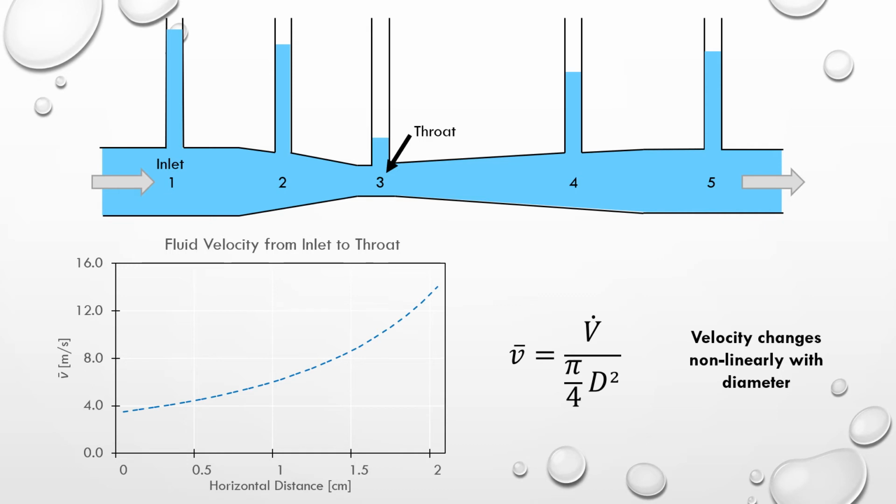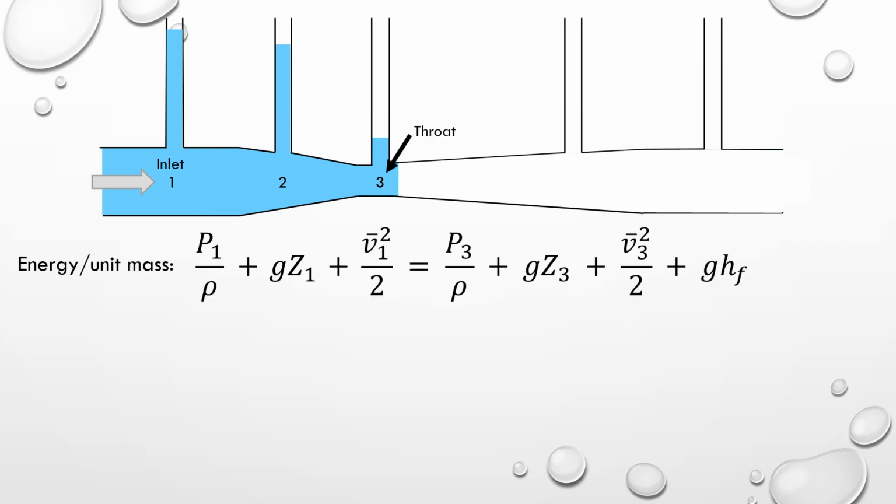Next, let's determine how pressure relates to diameter. Let's consider the energy balance equation between the Venturi inlet and throat, simplifying the energy balance between these points by canceling the potential energy terms and neglecting head loss in this short converging section of the Venturi.